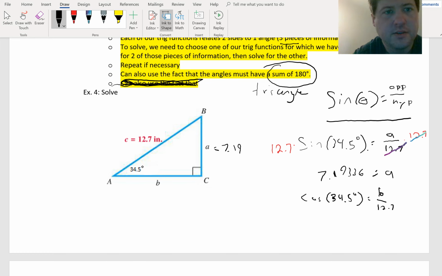So same as before, conveniently, you just multiply by 12.7 to eliminate that fraction and get B by itself. We get B is equal to the cosine of our angle, cosine of 34.5. Okay, and then I want to multiply that by 12.7.